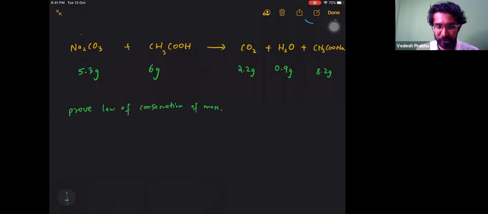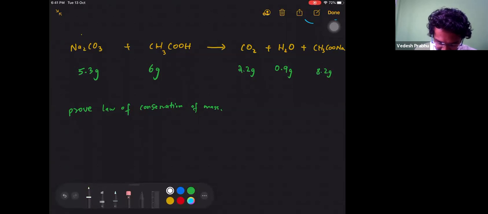So what should you do? They have given the data, they have given the reaction, they have given the masses. So what should you do? Absolutely correct. You just have to show that the total mass of the reactants is equal to the total mass of the products. Remember the word total, very, very important word. So we will solve here.